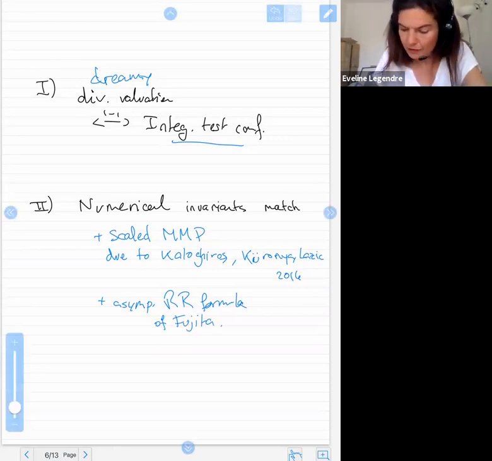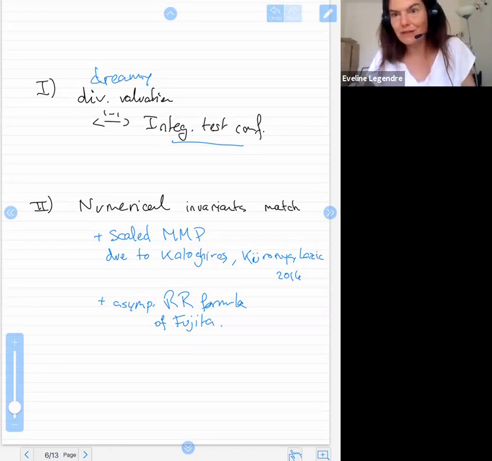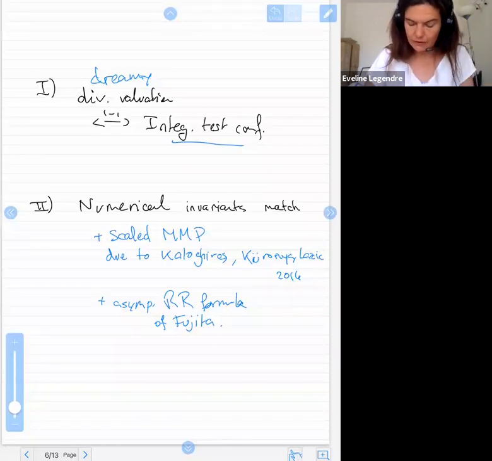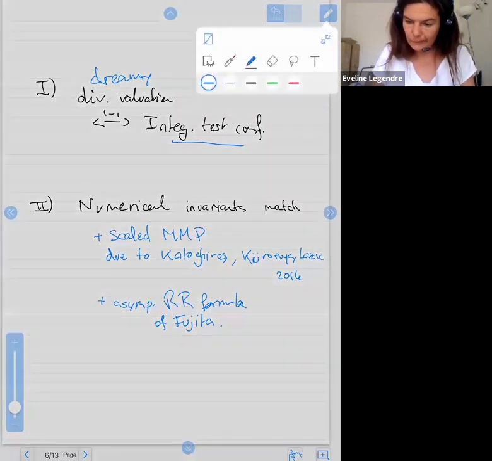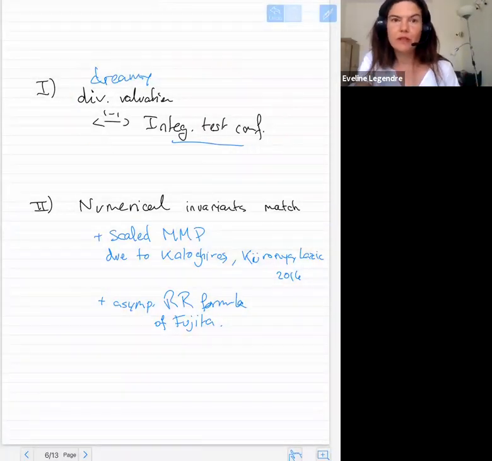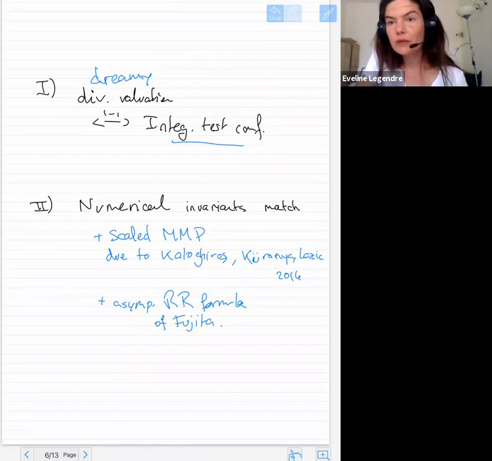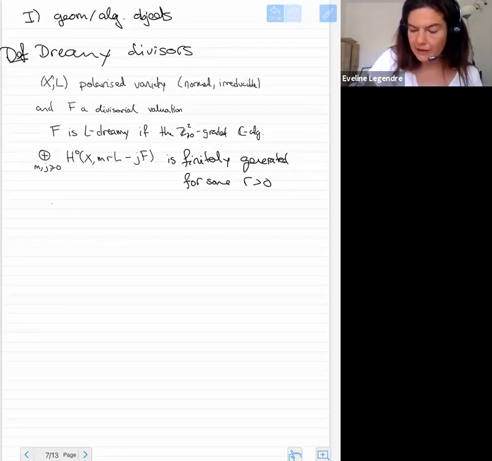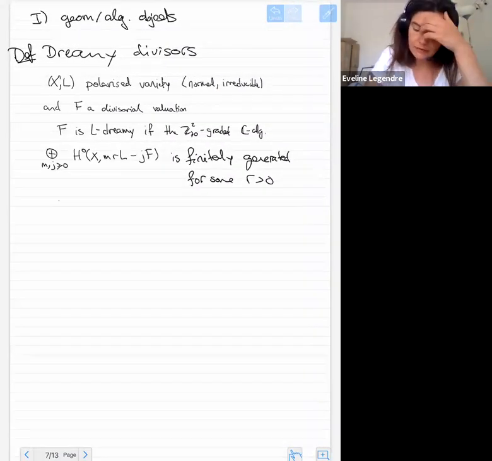But apart from that, we had to prove some technical stuff to show that it worked, but we essentially followed Fujita's lead for this. Okay, so let's start. The correspondence between dreamy divisorial valuations and integral test configurations is going to be through a filtration. But let's first define what a dreamy divisor is.